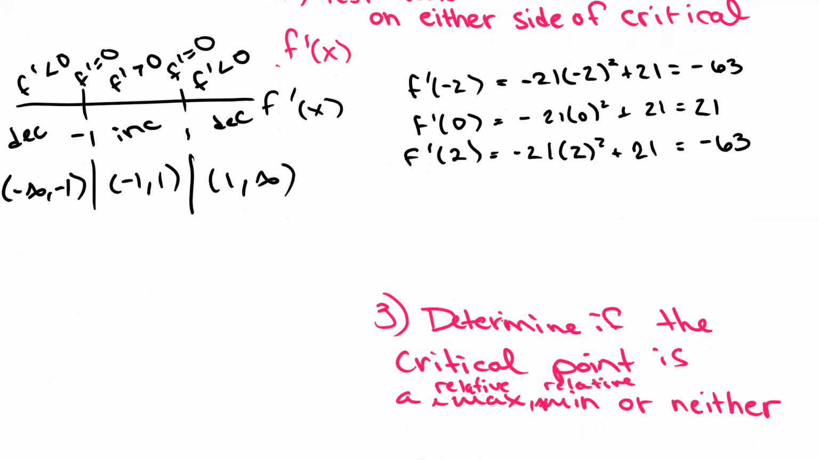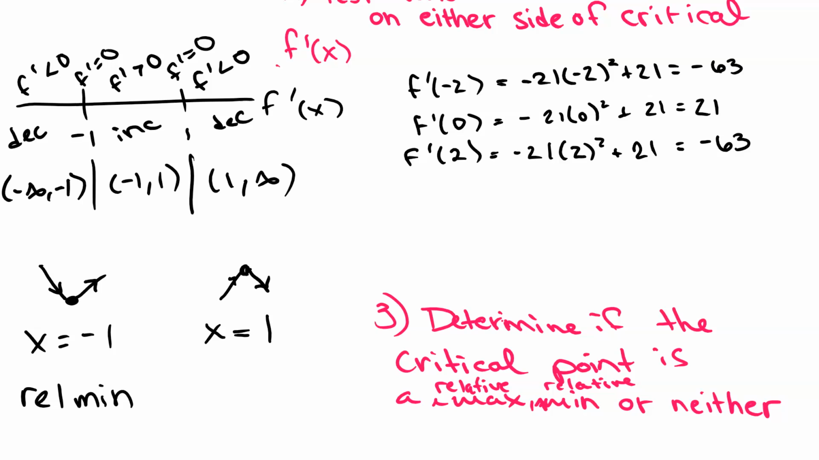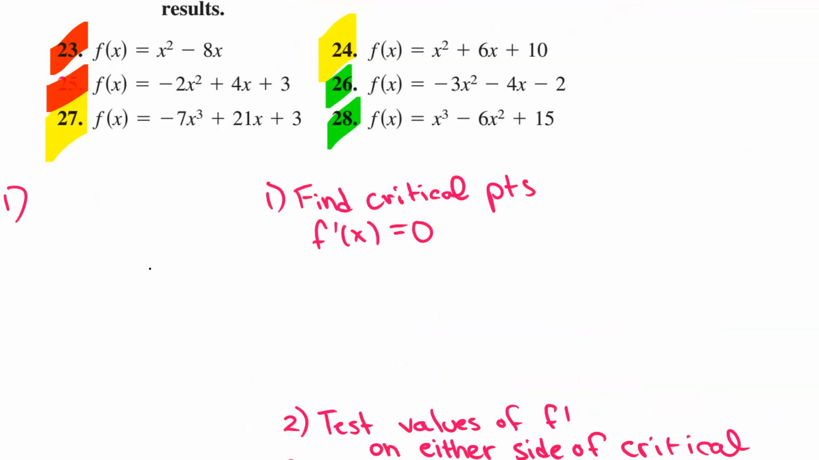So we're still considering those critical points x equals negative 1 and x equals 1. At -1, we go from decreasing to increasing, right? So this is going to be a relative min. And at 1, we go from increasing to decreasing, so that's going to be a relative max. And we've got one more function to consider, so let's go ahead and do that.